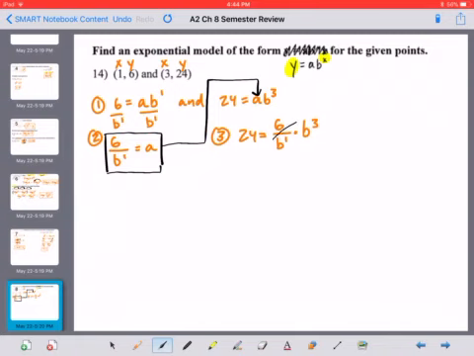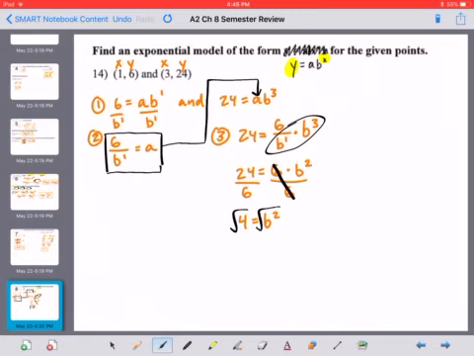And if you look at the b portion right here, we can subtract the exponents, giving us 24 equals 6 times b to the power of 2. And now our goal in the third step is to get b by itself. So let's divide both sides by 6, so these cancel, and we get 4 equals b squared. So to get b by itself, we'll square root both sides, and we get 2 equals b.